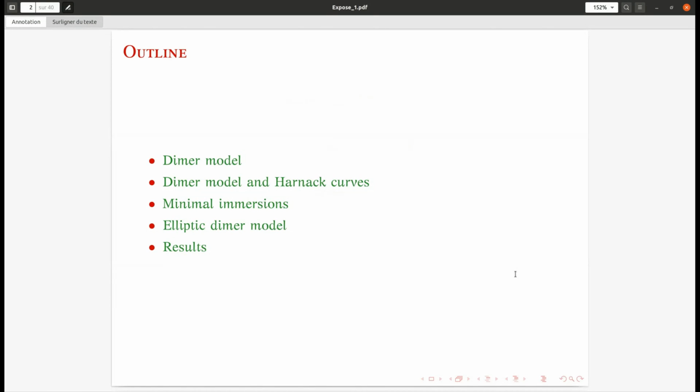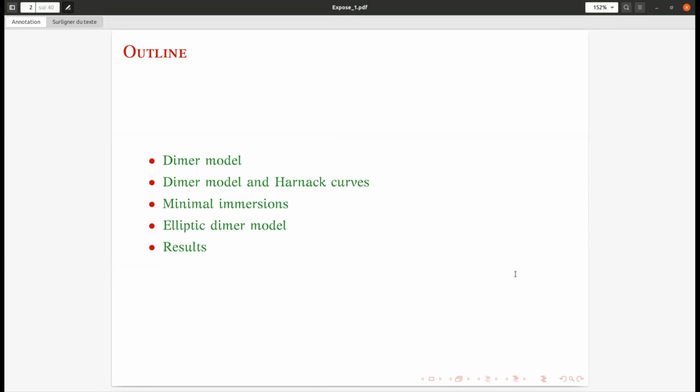So first I will tell you about the dimer model, and then I will tell you about how it is related to Harnack curves. And this will lead us to speaking about minimal immersions and the elliptic dimer model that we're considering. And then finally, I will speak about results that we obtained.